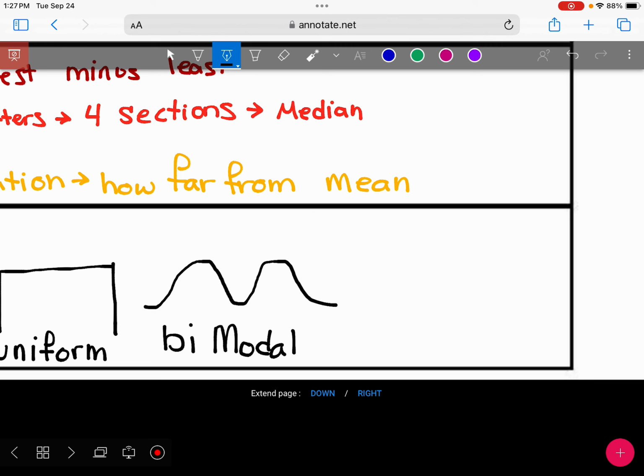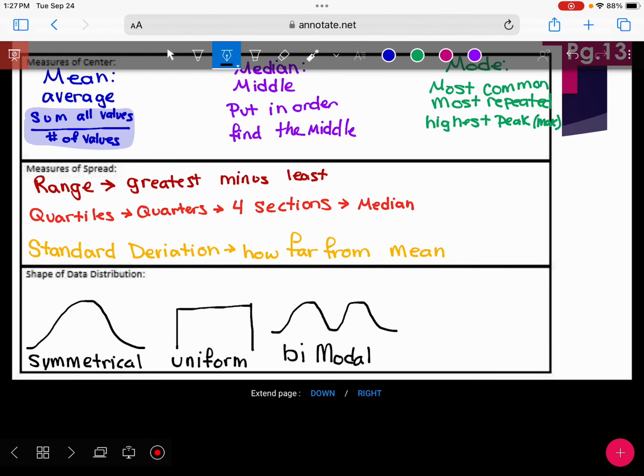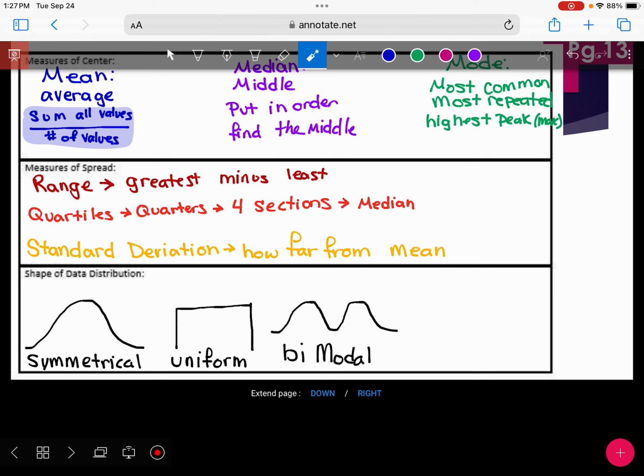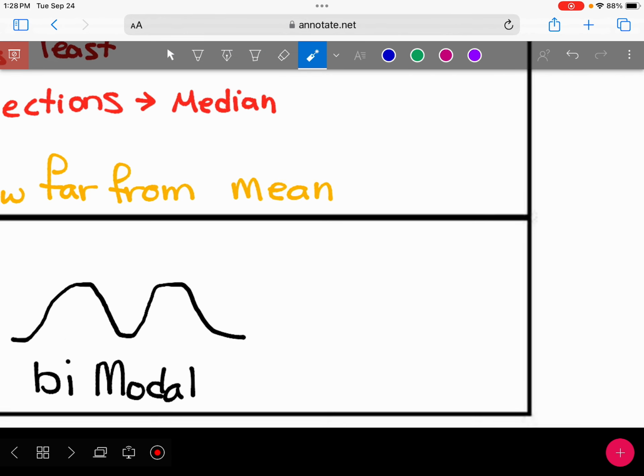So remember when we talked about mode at the top? It was our highest peak. So this would be like the mode of the symmetrical thing. It's the top. A bimodal, think bicycle, has 2 wheels. Bimodal has 2 modes. So it can have 2 matching pieces, really. 2 matching modes, 2 maximums.